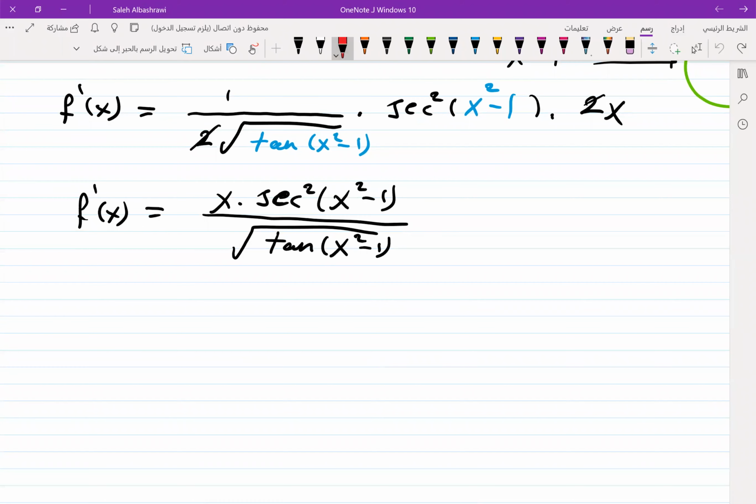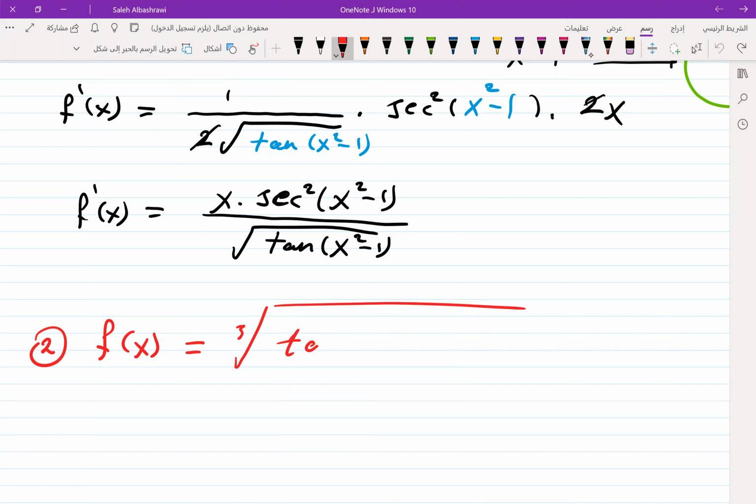Another one, number 2. f of x equals third root of tangent square, and let me take, this time, square root of 2x minus 1. Let's make it a little bit complicated. Let's see how many functions we have in this example.